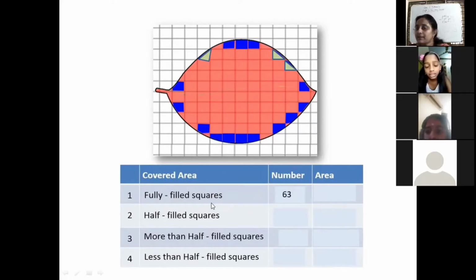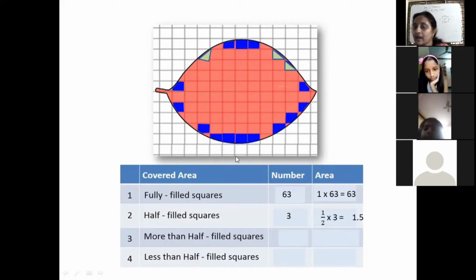So how many full squares are there? 63. So 1 into 63 is 63. Okay. Next, how many half-filled squares do you have? 1, 2, 3. We have 3 half-filled squares. Half into 3 is nothing but 1.5, which we can write. Okay.